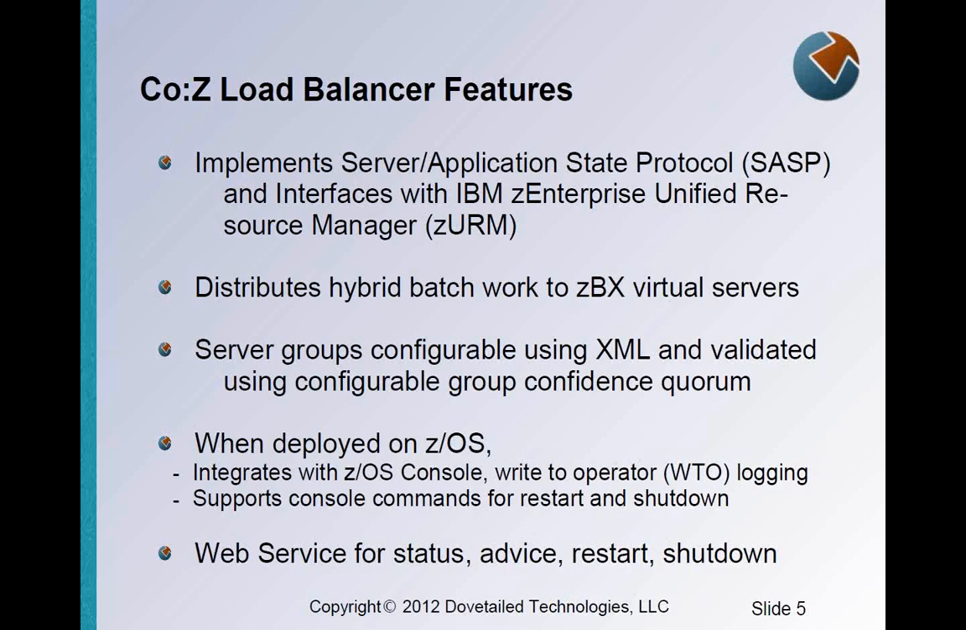The servers themselves can be configured into groups using an XML configuration file, and the groups are validated using a group confidence quorum, which basically says that in order for a group to be valid and dispatchable, a certain number of the individual servers in the group have to be responding to the zURM with their weights and loads so that we can dispatch reliably to them. And we'll get into that in a little bit.